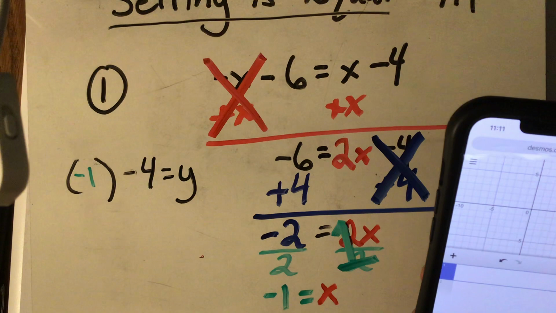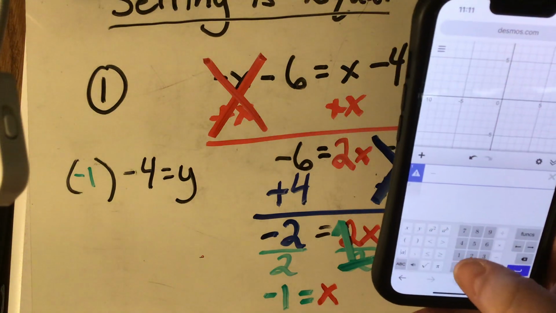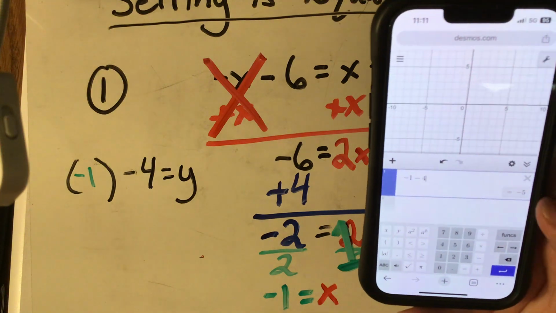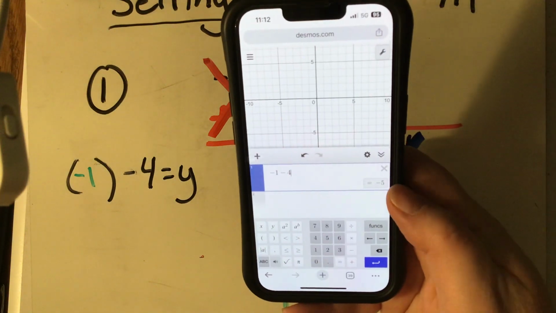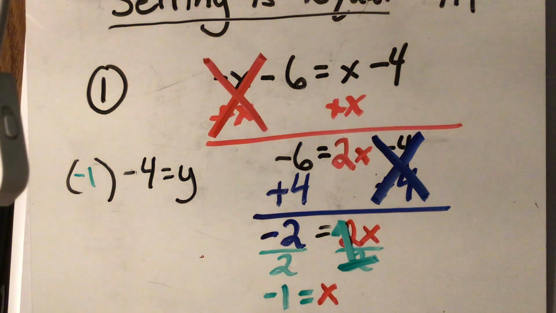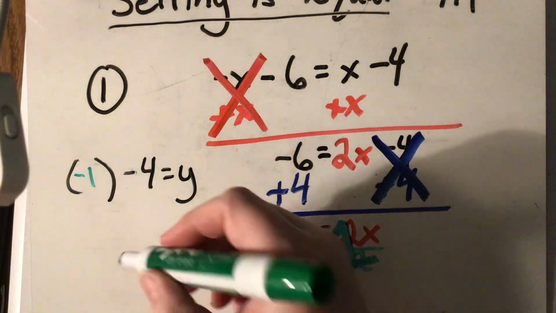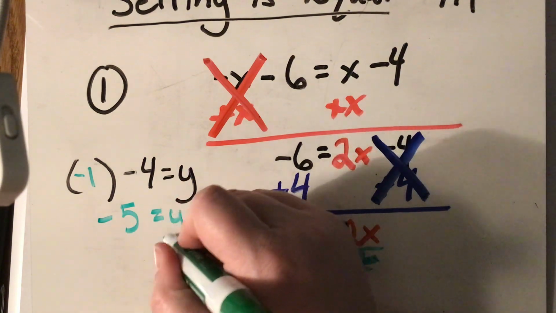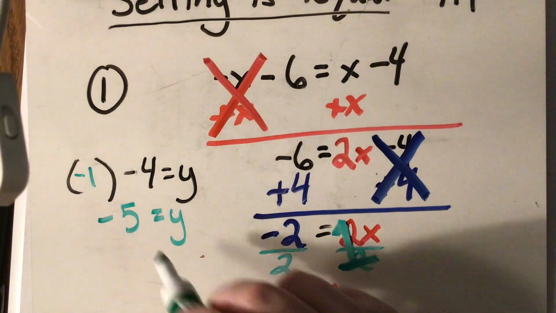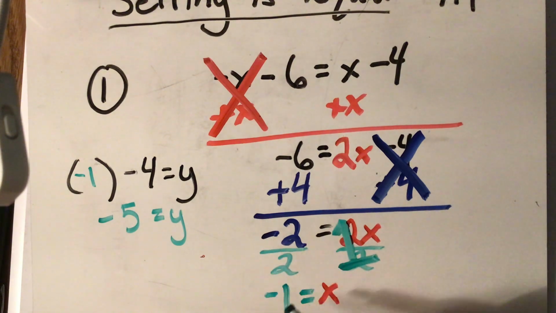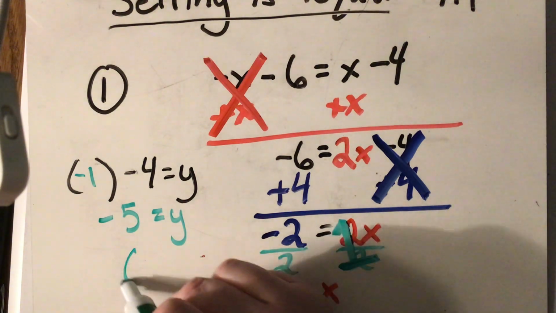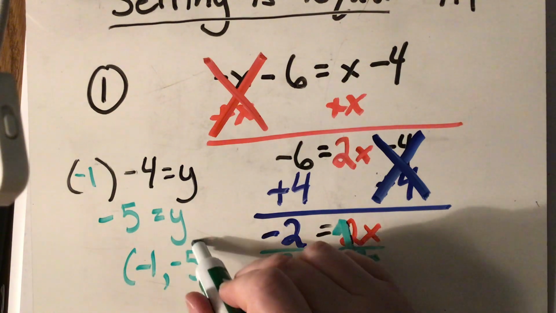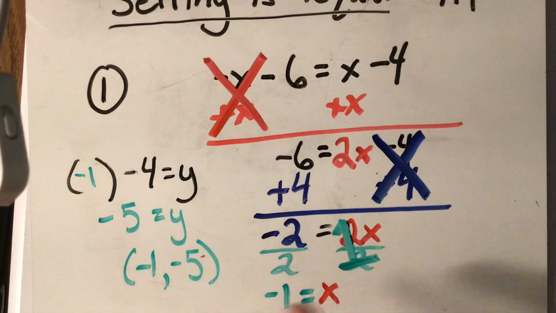So now let's open up Desmos. Okay, and let's see, what do I get for -1 minus 4? Oops, sorry, you can't see. -5. Okay, so now I know this is -5 equals y. Now I can put down my two answers in my coordinates. The x goes first, so I have -1 comma -5. So that should be my answer.